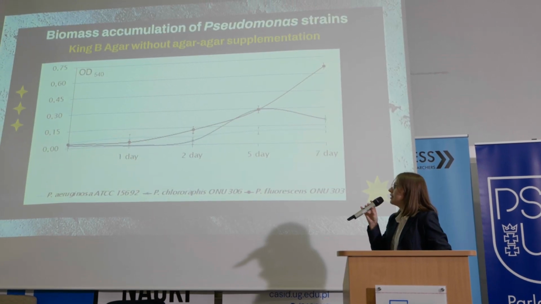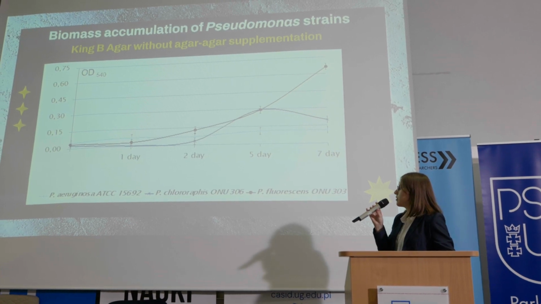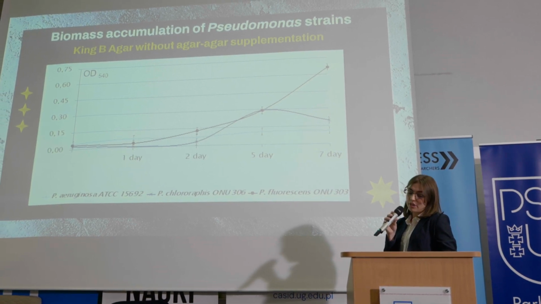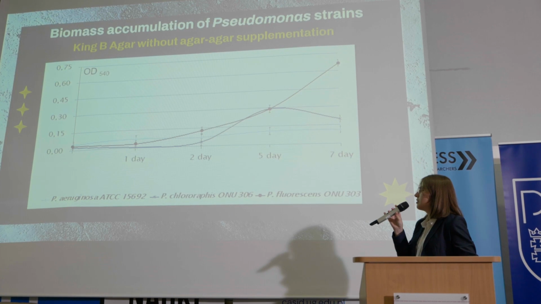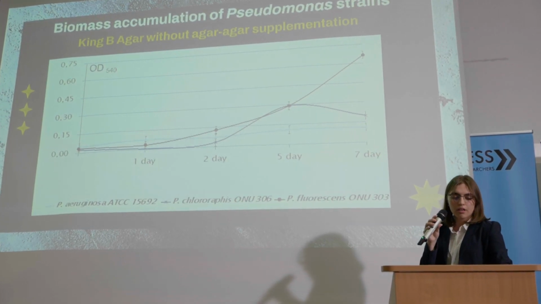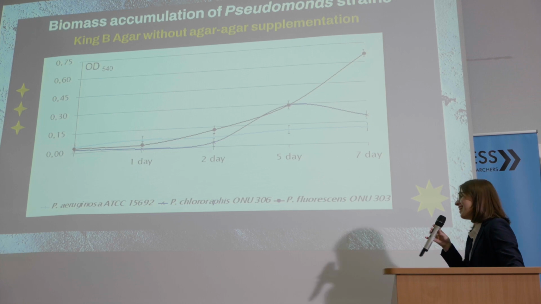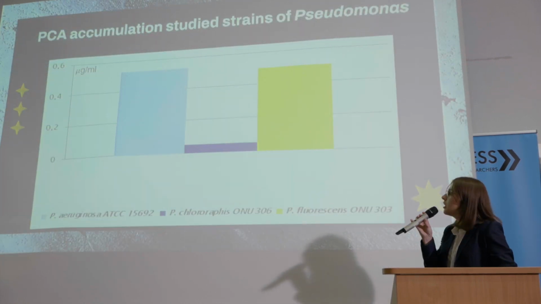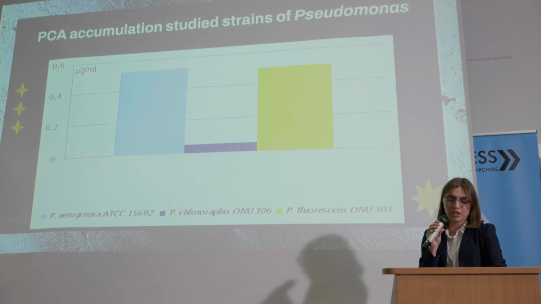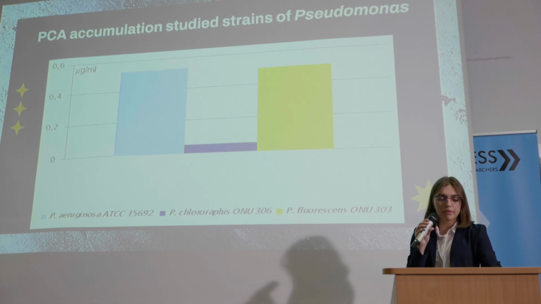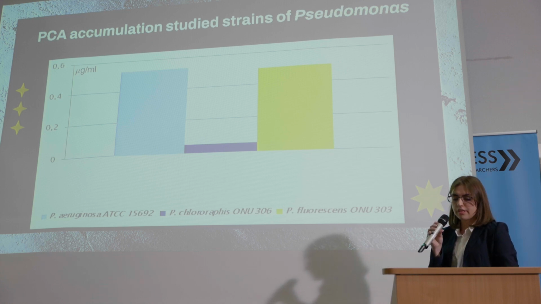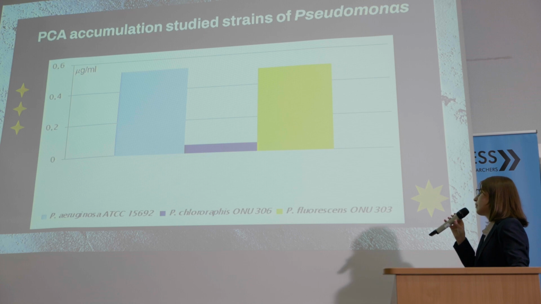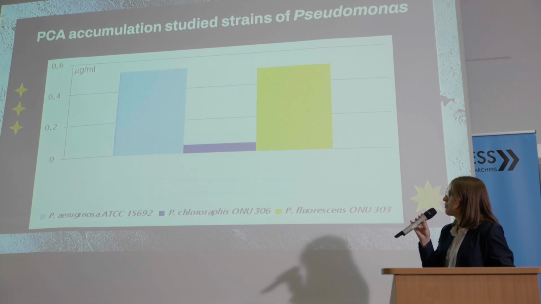And of course, King agar. You can see that for two Pseudomonas strains, the stationary phase begins on the 5th day, but it is less pronounced. And for one of these strains, the growth phase may be shifted. So the culture medium composition influenced the intensity of biomass accumulation, and we detected that the highest cell number of all tested cultures was in the liquid variant of King agar. The phenazine concentration determination revealed that Pseudomonas aeruginosa and Pseudomonas fluorescens may be the most active producers of phenazines.